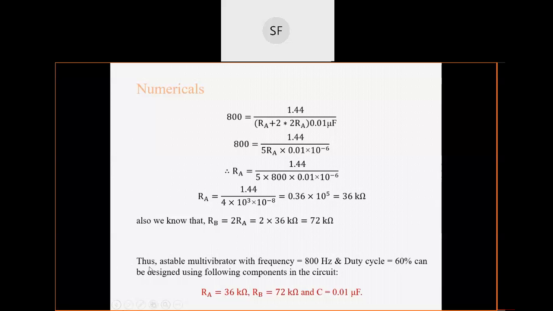So here is the conclusion part. The astable multivibrator with frequency 800 Hz and duty cycle 60% can be designed using the following components in the circuit. So these are all the components: RA equals 36 kilo ohm, RB equals 72 kilo ohm, and capacitor equals 0.01 microfarad.